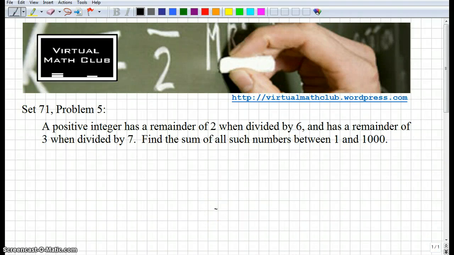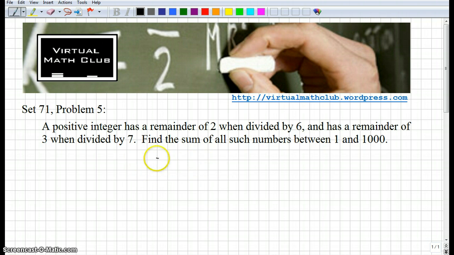Alright, we've got a positive integer, and it has a remainder of 2 when divided by 6, and it has a remainder of 3 when divided by 7. And the question is, find the sum of all such numbers between 1 and 1000. Jeez, seems like a hard problem, doesn't it?